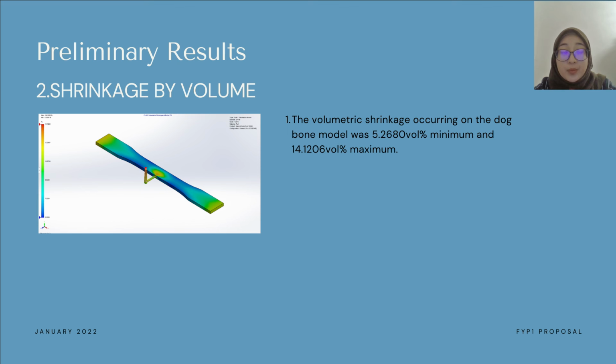For the shrinkage of my 3D dog bone model, however, it is on the higher side, where the minimum is 5.2680 volume percent and 14.1206 volume percent for maximum. As I said before, it is still acceptable for a plastic injection molded product to have a shrinkage up to 20%. However, the rate for PLA is only 0.3 up to 0.5%. So my study, the optimization of PLA injection molding, is still relevant in order to decrease the shrinkage by volume.